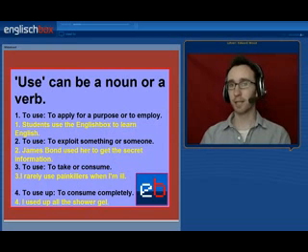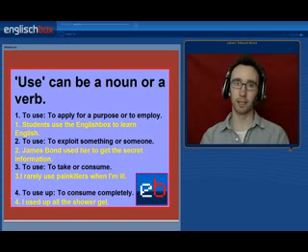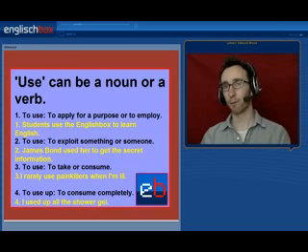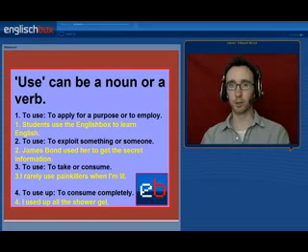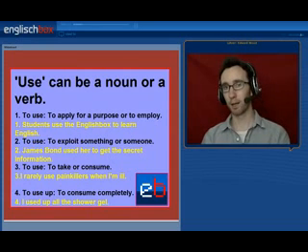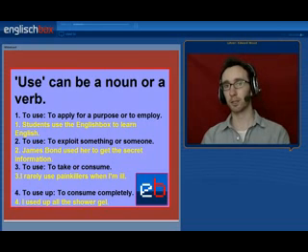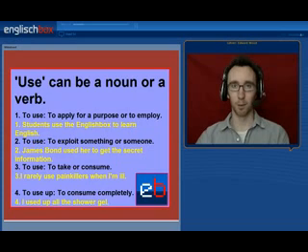It can also mean to take or consume. I rarely use painkillers, or I rarely consume painkillers when I'm ill. It can also be used as a phrasal verb with "to use up". And "to use up" means to consume completely. For example, I used up all the shower gel, so we're going to have to go to the supermarket and buy some more.